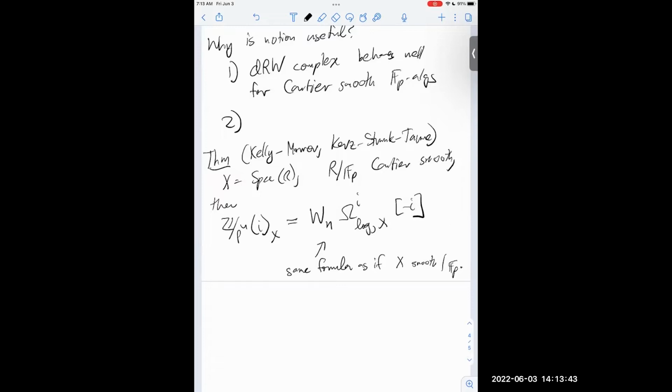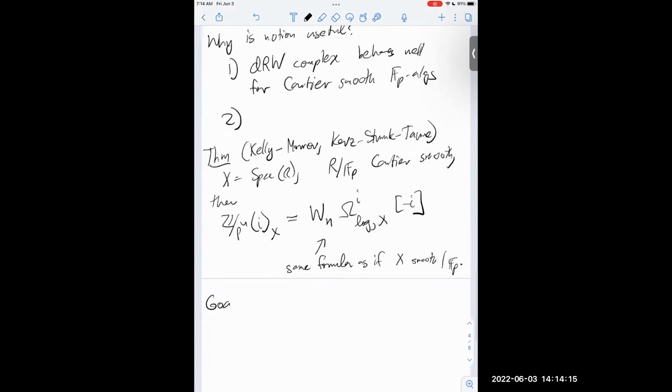So yeah, the theory of syntomic complexes for Cartier smooth algebras behaves exactly as it does for, say, smooth F_p algebras. One reason this is useful for them is that they apply this to valuation rings, and they are able to compute the syntomic complexes of valuation rings over F_p from this, and they have some nice K-theoretic applications of this. And so the goal is to have a mixed characteristic analog.